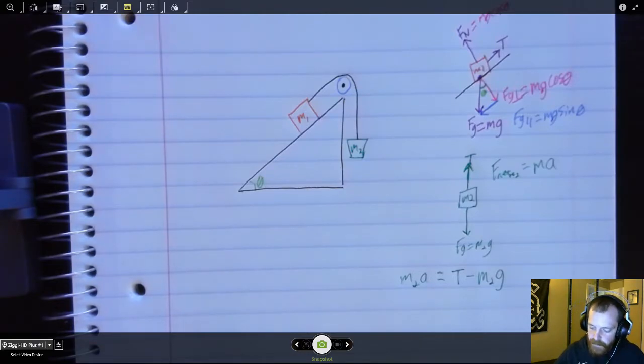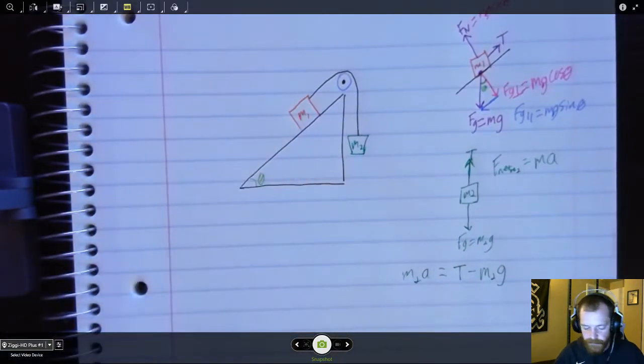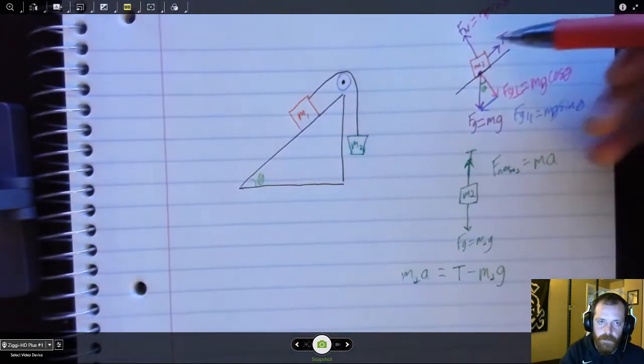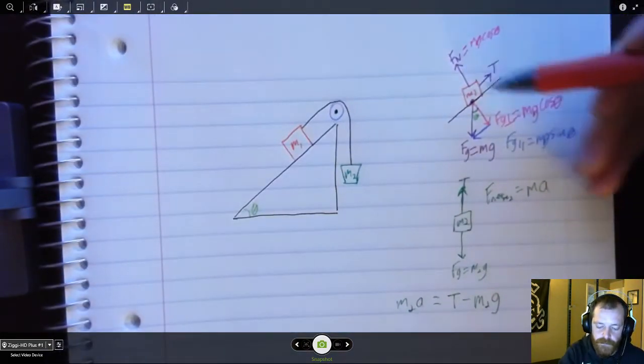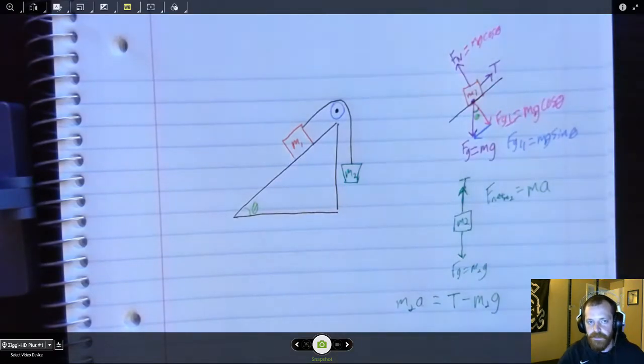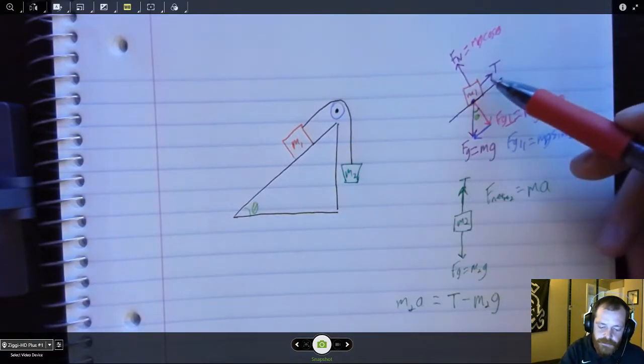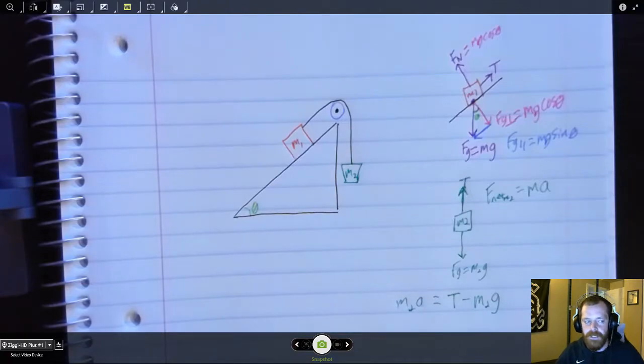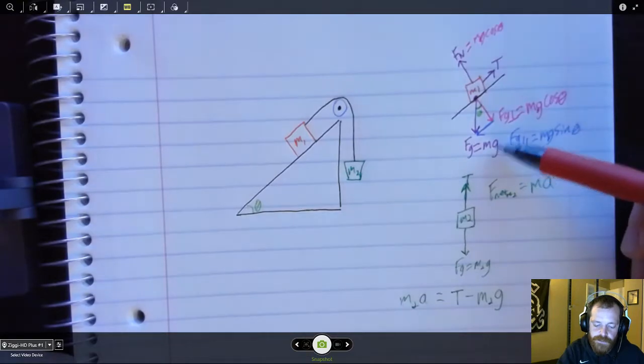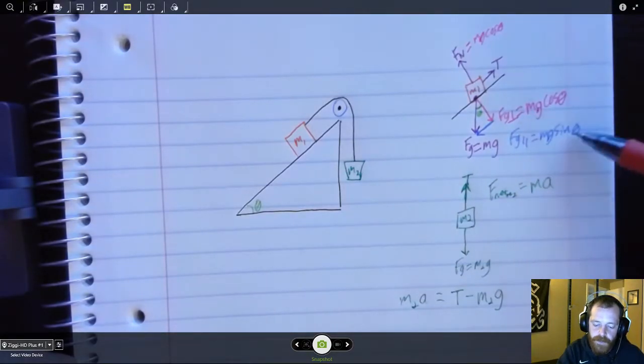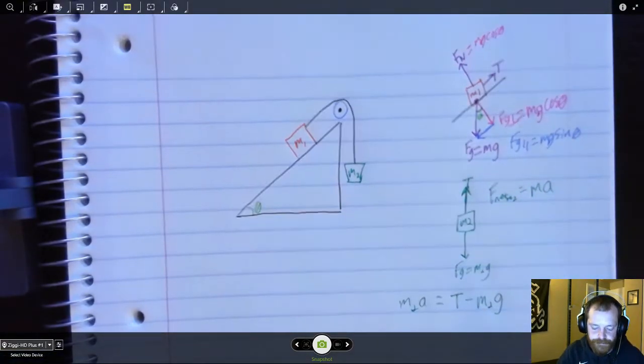Now the net force acting on the first box is a little bit more complicated, but we can still do it. What we're going to notice here is that the normal force and the perpendicular force of gravity are going to cancel out. They have to, because once again, that object is not accelerating perpendicular to the incline. So the only two forces causing an acceleration of this M1 box are the tension force and the parallel part of gravity, the mg sine theta.